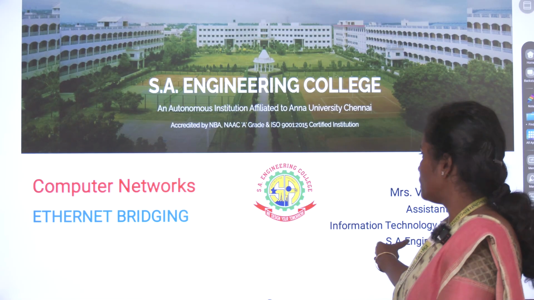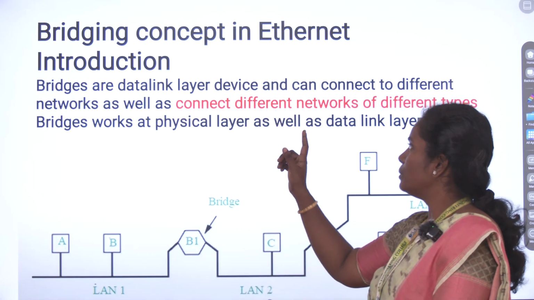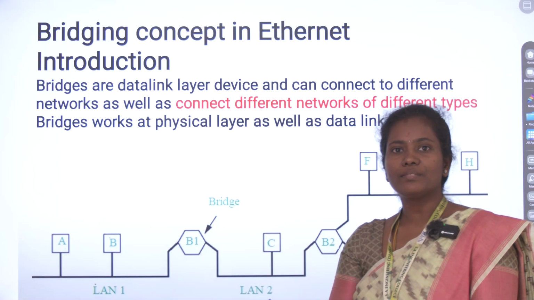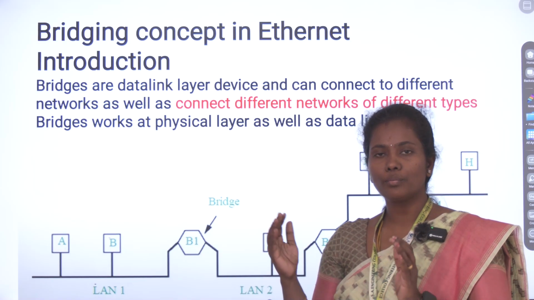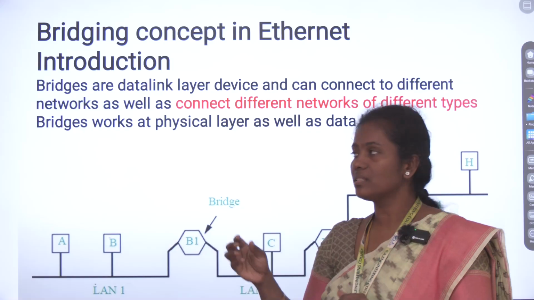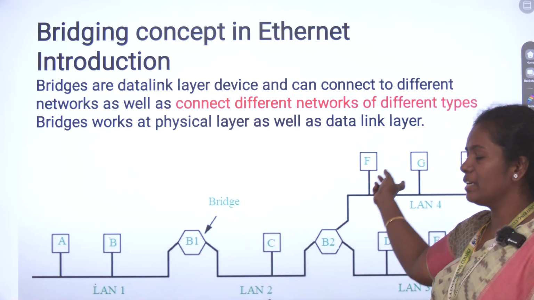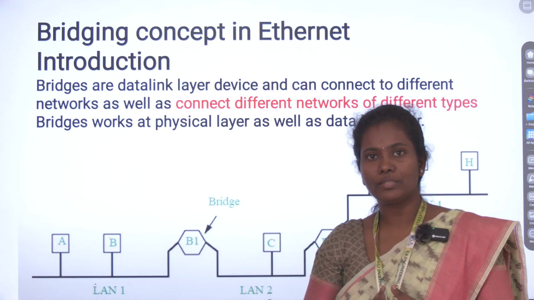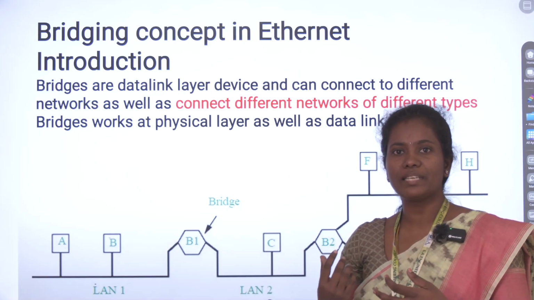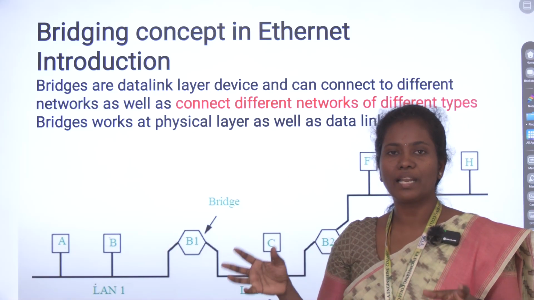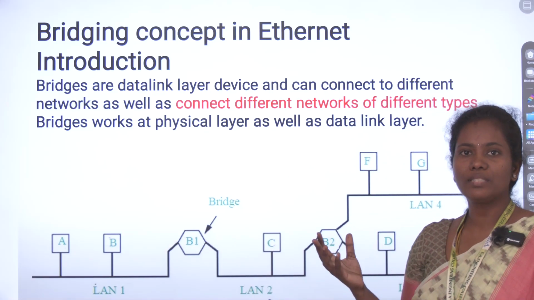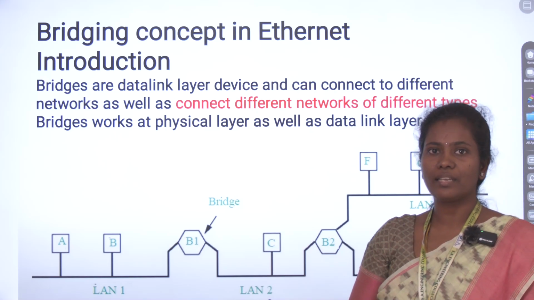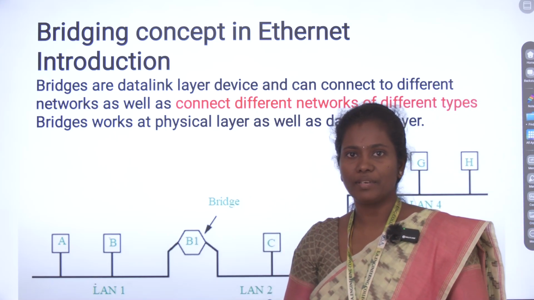First we'll see what is bridging in Ethernet. A bridge is a device which is used to connect two or more networks of different types. It may be a mesh topology, or a token ring, or Ethernet. These are connected using bridges. It works in the physical layer as well as in the data link layer. You can say it is a data link layer device.